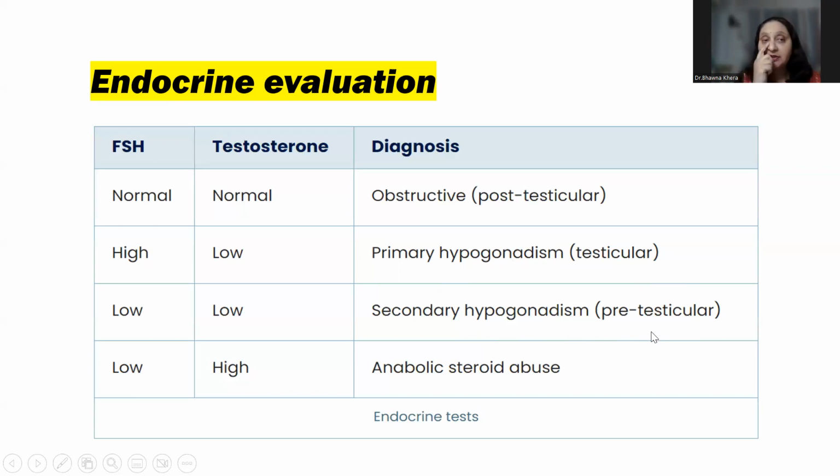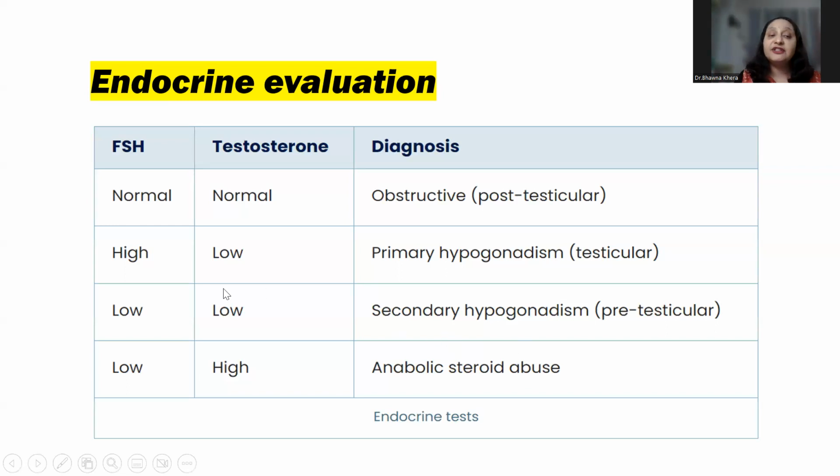Now, this is secondary hypogonadism, that is pre-testicular. Hypogonadism is there. Testosterone is low, but it is not because of a cause at the level of testes. It is because of the cause at the level of hypothalamus and pituitary. So hypogonadism is there, but that is secondary, not from the primary level of the testes. So this is secondary hypogonadism and this is pre-testicular, right? It starts before the testes.